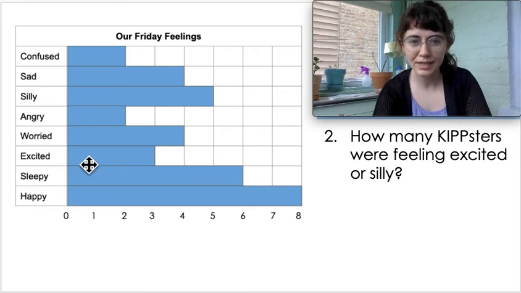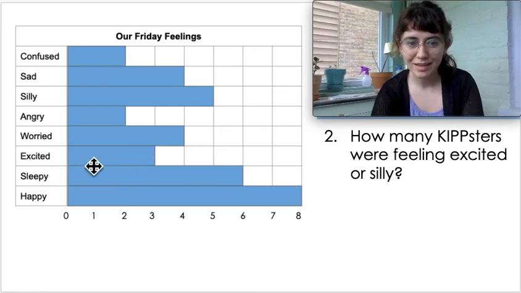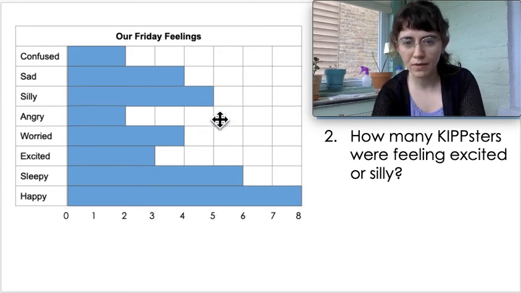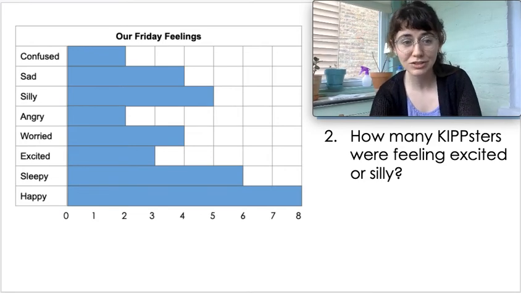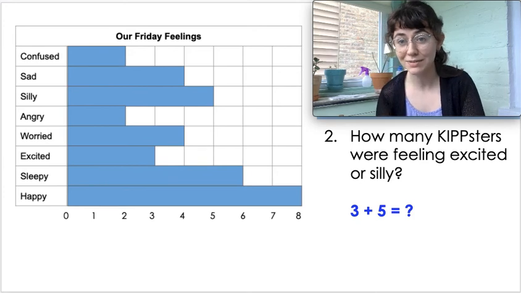So what's the number for excited? The number for excited is 3. What's the number for silly? I go over here and then I follow it all the way down. It's 5. So my number sentence should say 3 plus 5. So go ahead and write that down if you have it.